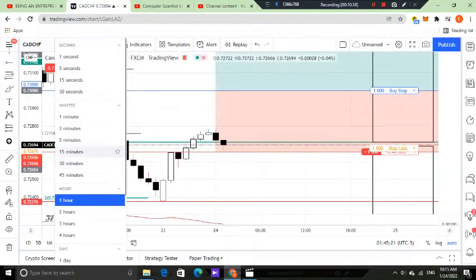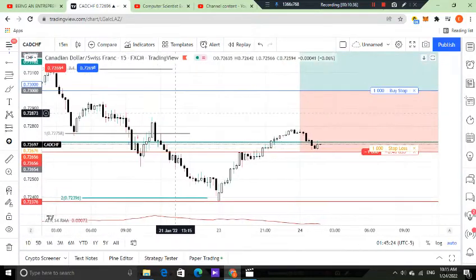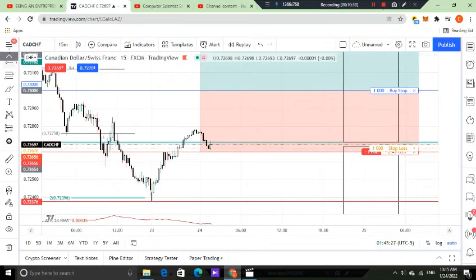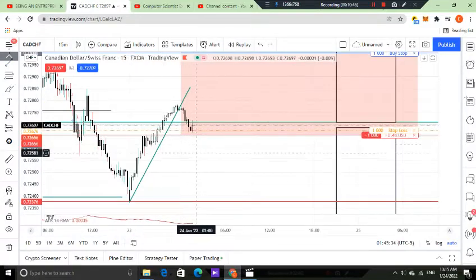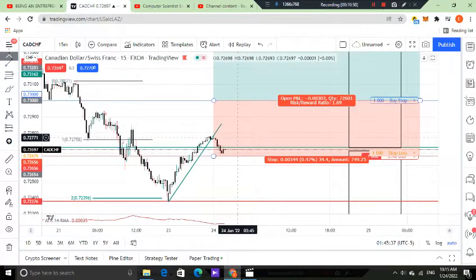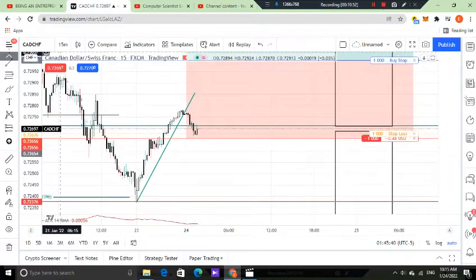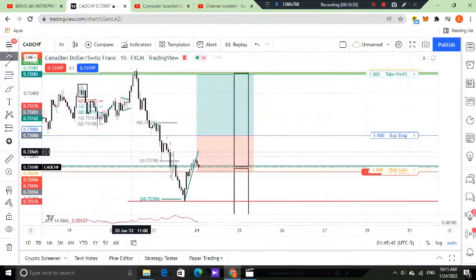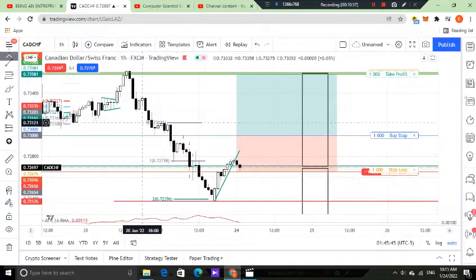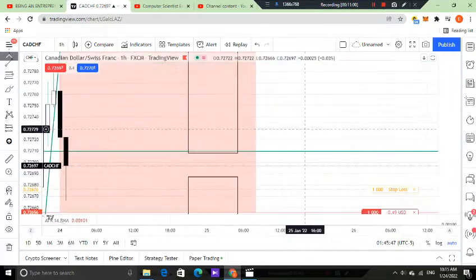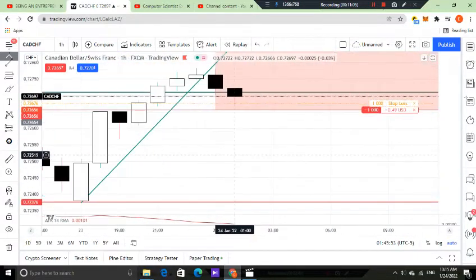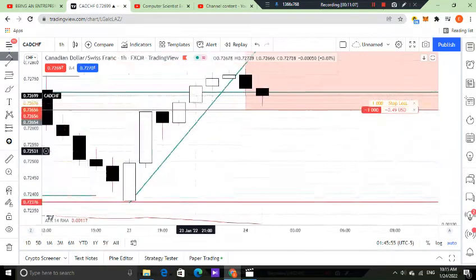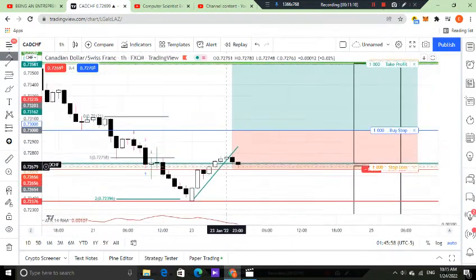I can also trade it in, I don't know, let's check it out in 15-minute time frame. You can see it. It's kind of forming. Yeah, the breakout already happened, but it's better if you wait. I prefer to do trade in 1 hour time frame. Yeah, and the market is open.